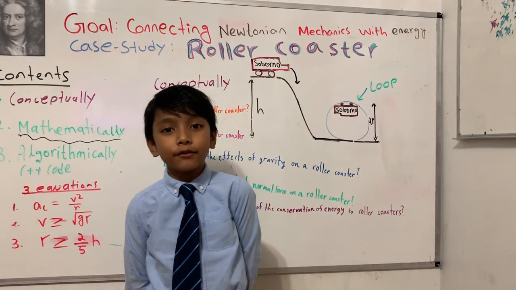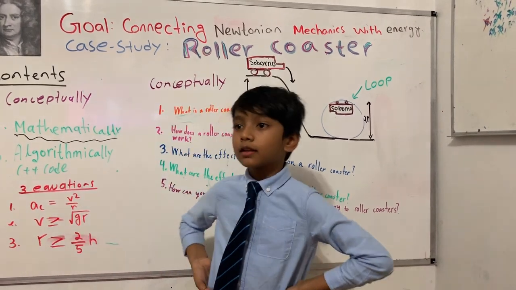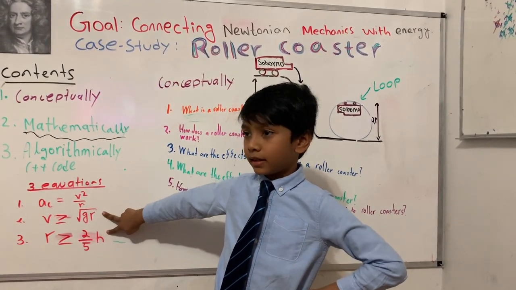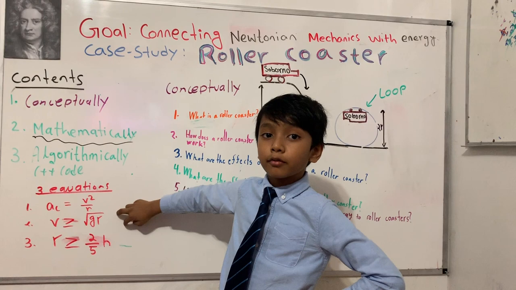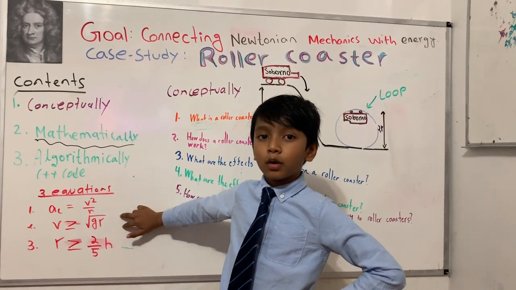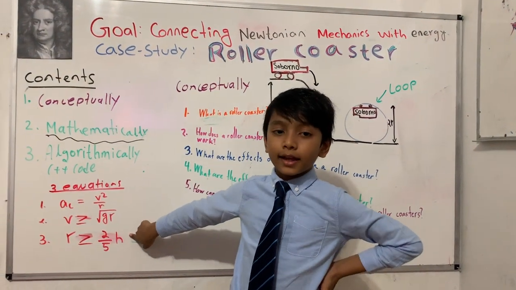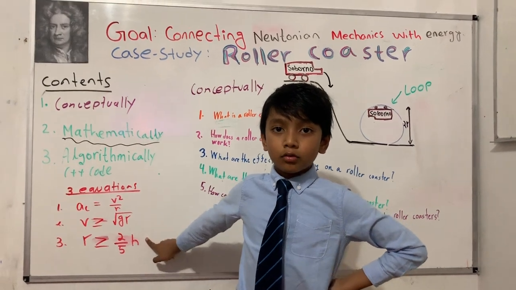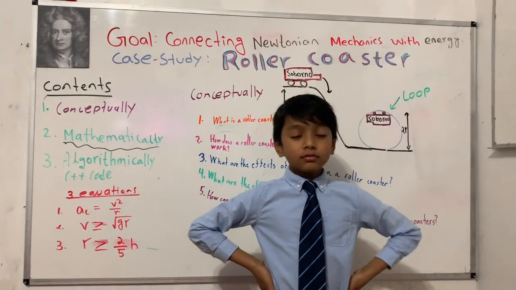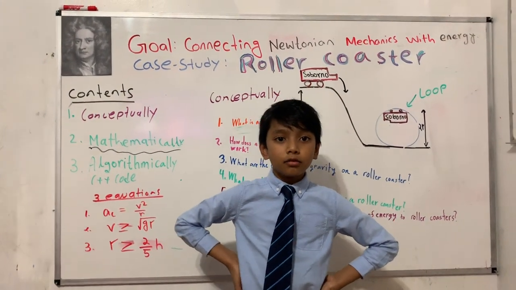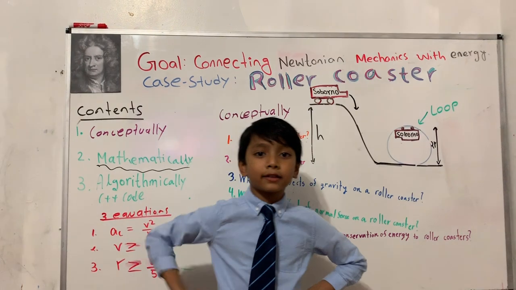But in order for a perfectly safe trip around the loop, two things are required. And they are both in the equation here. Number one, v squared has to be greater than or equal to GR. Or, as I mentioned before, you'd either stop at the bottom or fall from the top. And number two, the radius has to be greater than or equal to 2 times the height of the slope, as is shown here, divided by 5. Otherwise, the same thing would happen. You wouldn't build up enough potential energy to later convert it to kinetic energy and then velocity.